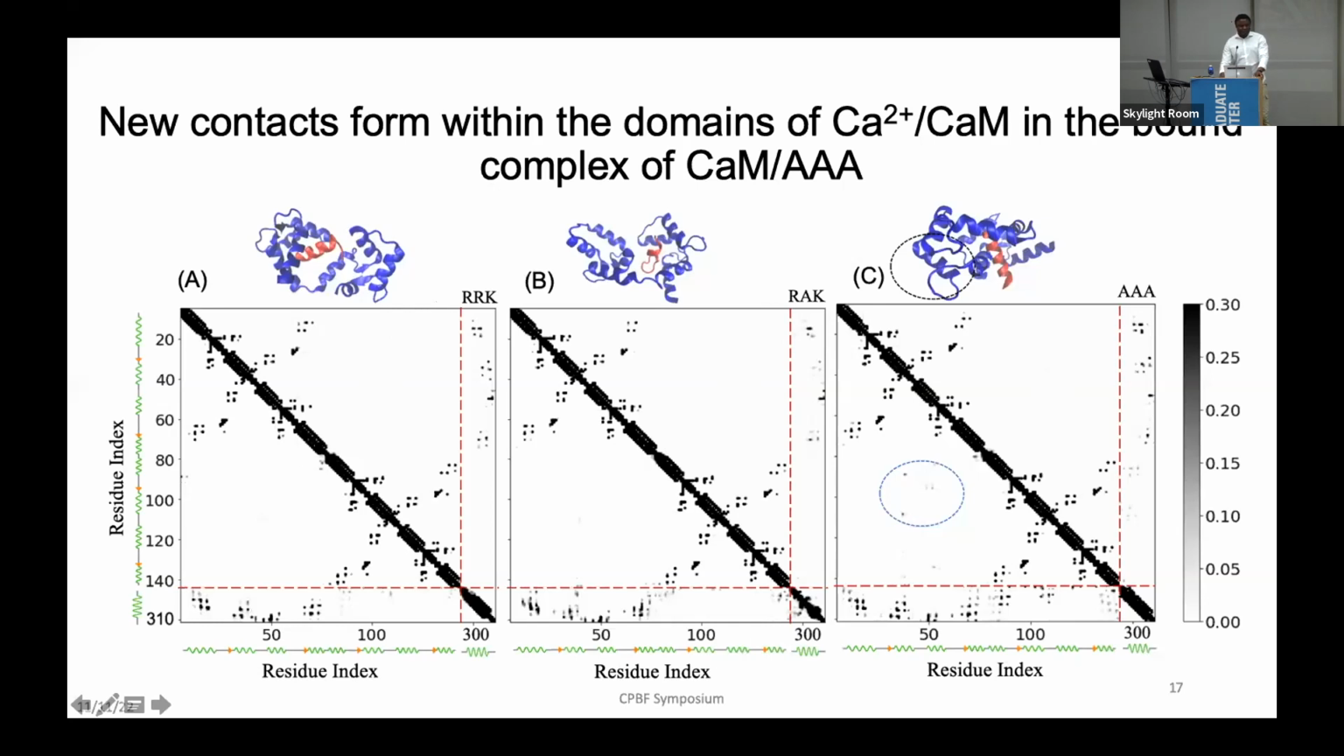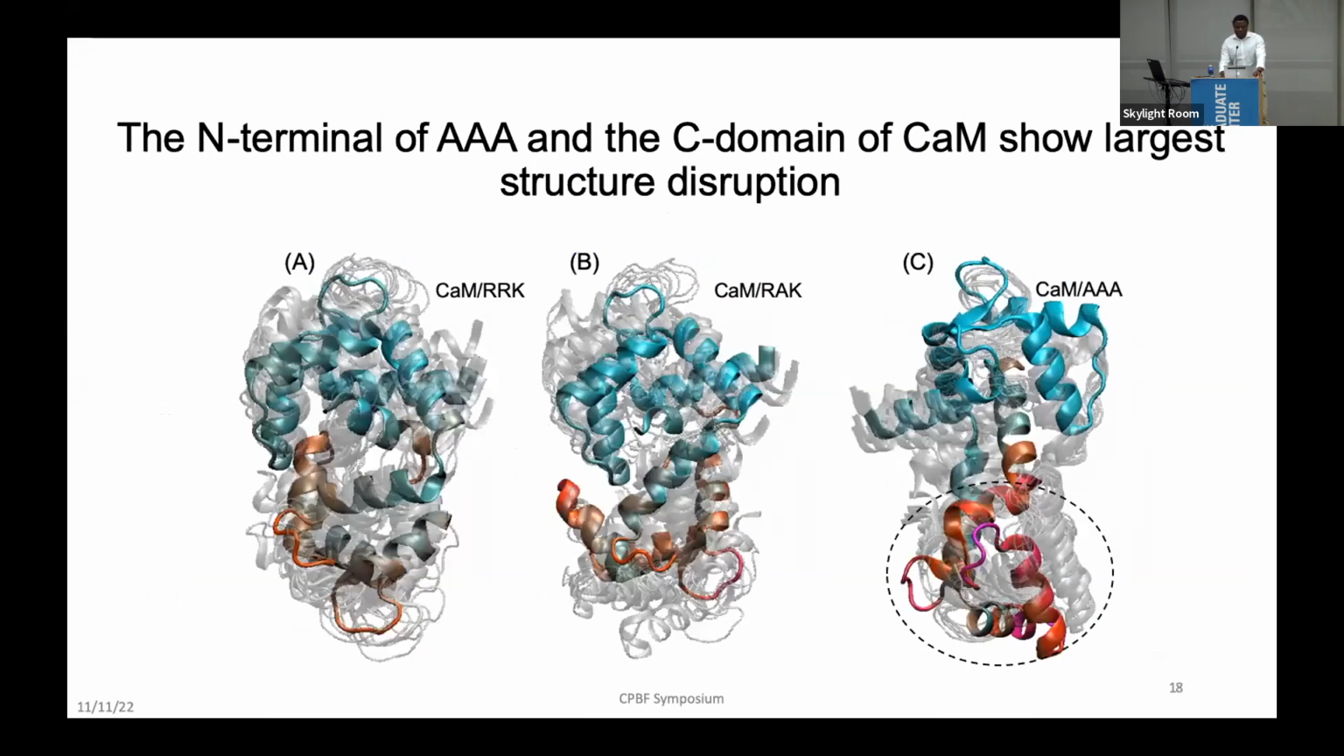But still, this does not explain why we are observing such a large change in the calcium release rate from the C domain of calmodulin. We then cluster the structures from this specified area, and we visualize them. Here I'm showing the 10 most populated structures from the 25,000 structures for each complex, where we colored the representative structures by the root mean square fluctuations for each residue.